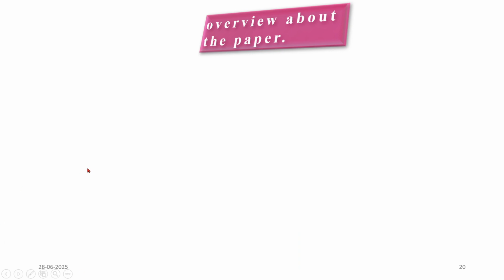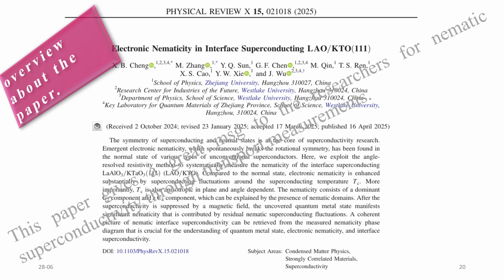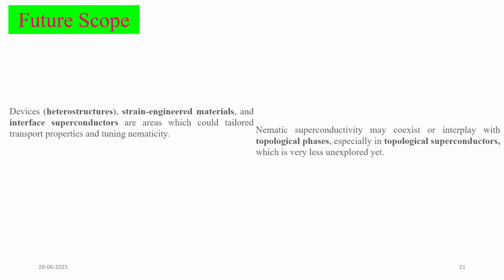So the authors give a strong message through the transport measurements. You can easily distinguish nematic superconductivity from ordinary superconductivity with the angle-resolved resistance, through resistivity. So you can easily find and discuss the results through transport measurements. And this is the future scope of this work.